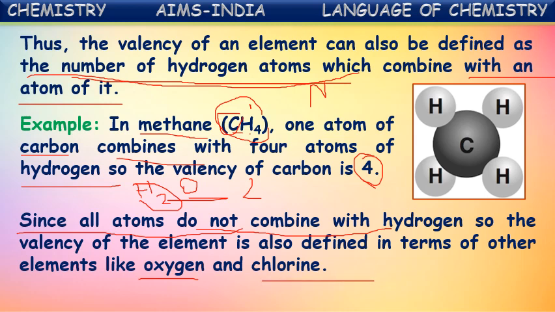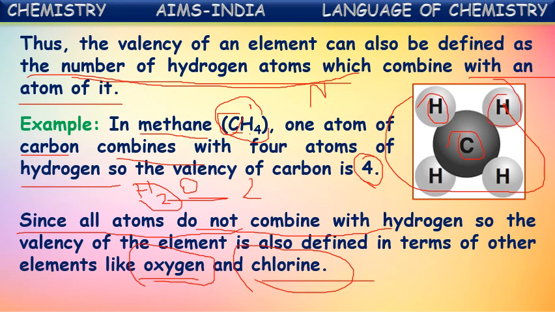Taking hydrogen, we can define the valency as usual. Oxygen also we can take, and chlorine also we can take as the reference. Here it is CH4 with respect to hydrogen. One carbon is combined with four hydrogens. Each hydrogen's valency is 1, so 4 hydrogens combining with 1 carbon means carbon's valency is 4.